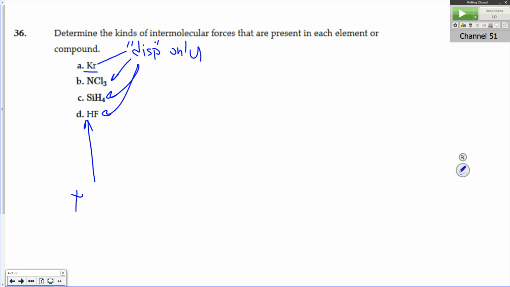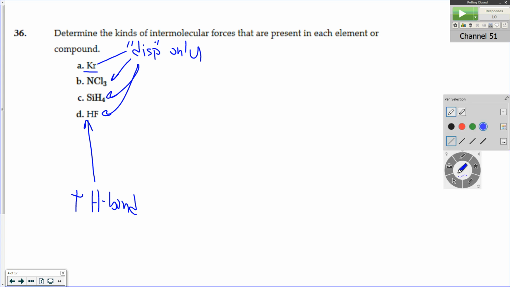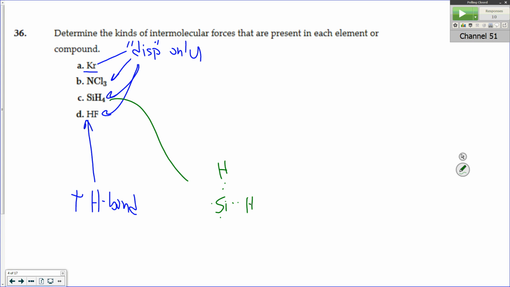What else can HF have? Okay, and the H bond is a dipole-dipole interaction, so the H bond covers that. All right, if we look at this guy, the silicon has four valence electrons around it. Each one of the hydrogens would form a bond.